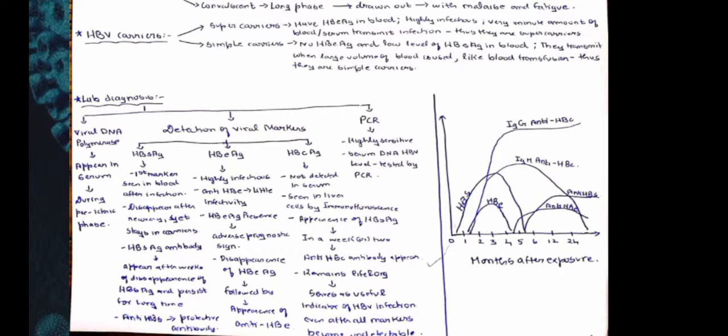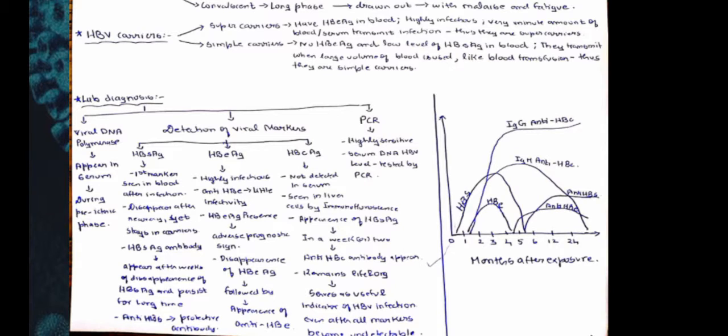Coming on to the central part, that is the detection of viral markers. There are totally 3 important viral markers, that is HBsAg, HBeAg and HBcAg. The HBsAg is the first marker seen in the blood after infection and disappears after recovery, yet stays in the carriers. The HBsAg antibody appears weeks after the disappearance of HBsAg and persists for a long period of time. Anti-HBs is a protective type of antibody. Coming to HBeAg, it is highly infectious and anti-HBe has a little amount of infectivity.